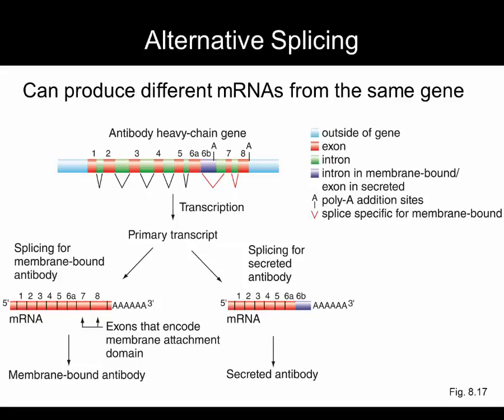Take this gene that codes for part of an antibody. Some antibodies are found on the surface of cells, and some are secreted into the blood. The difference comes down to alternative splicing. This gene has 8 different exons. There is a splice site in the middle of exon 6. If that site is spliced to exon 7, you get a membrane-bound antibody. But if the site is skipped, the transcript ends with exon 6. Exons 7 and 8 aren't used, and the antibody is secreted.